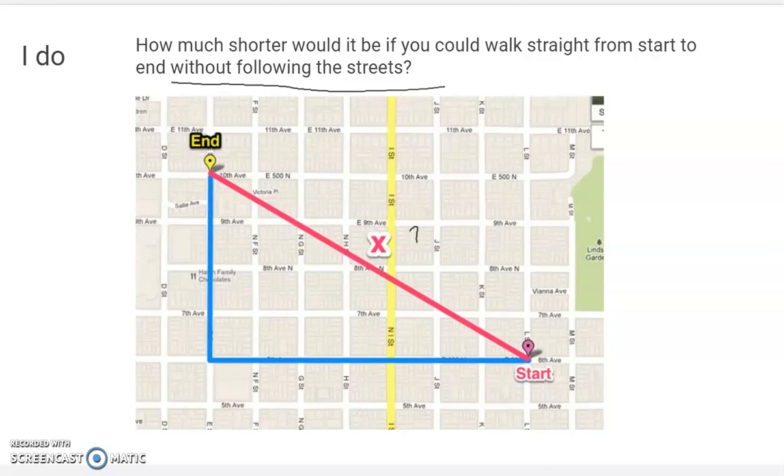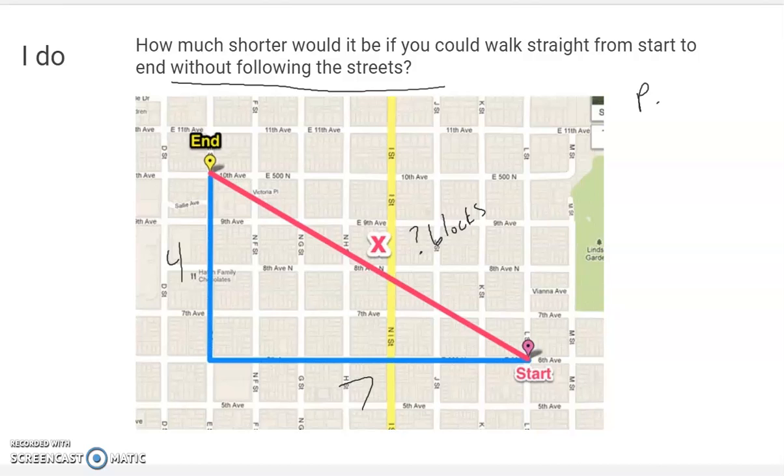How many blocks long is that? Hard to measure because it doesn't follow the blocks, but this follows the blocks. 1, 2, 3, 4, 5, 6, 7 blocks. This follows the blocks. 1, 2, 3, 4 blocks. And now I've got a right triangle, so I just have to remember to draw in the sides of my right triangle and can totally find that distance.